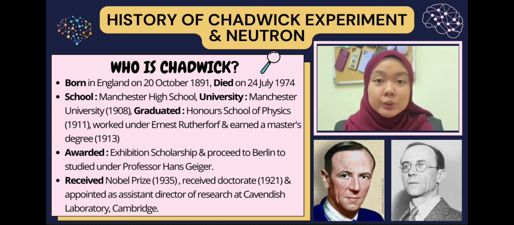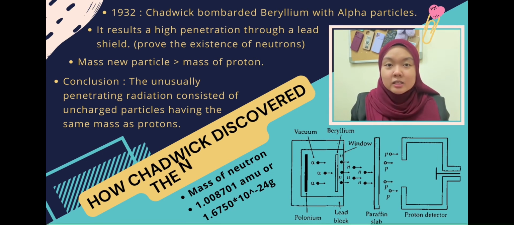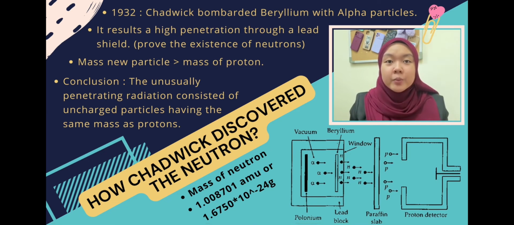He also received a doctorate in 1923 and was appointed to become Assistant Director of Research at Cavendish Laboratory, Cambridge. Not only that, in 1932, Chadwick worked with Rutherford to study the properties and structure of atomic nuclei by bombarding them with alpha particles. This resulted in a strong penetration of the lead shell and proved neutrons existed in nuclear science. Open to the investigation, he determined that the unusually penetrating radiation comes from uncharged particles of approximately proton mass. As a result, these particles became known as neutrons.